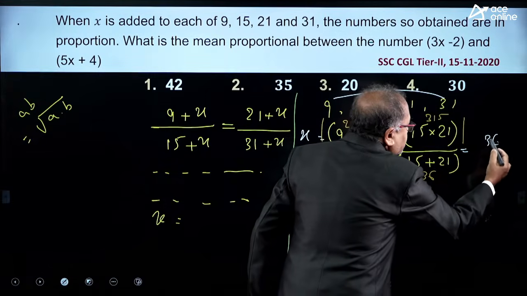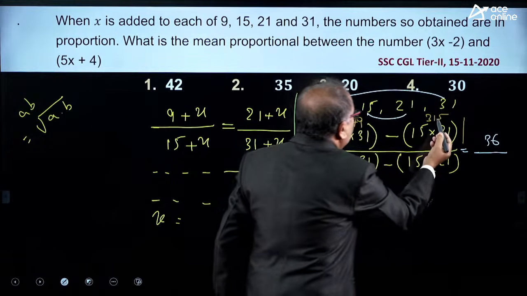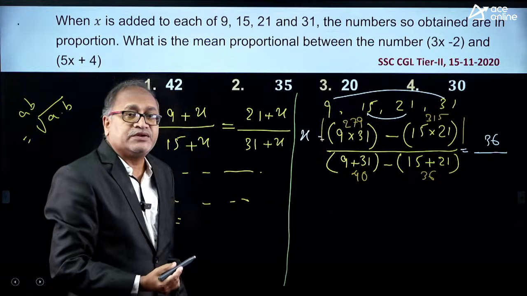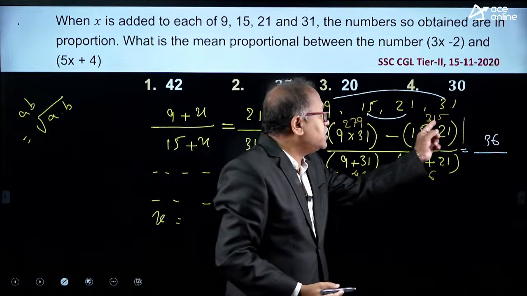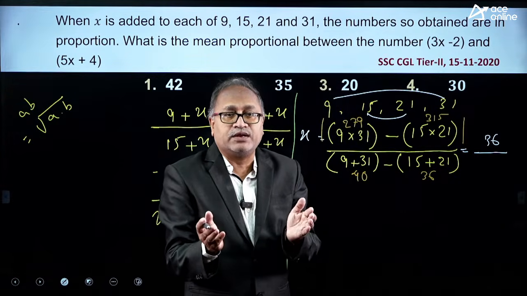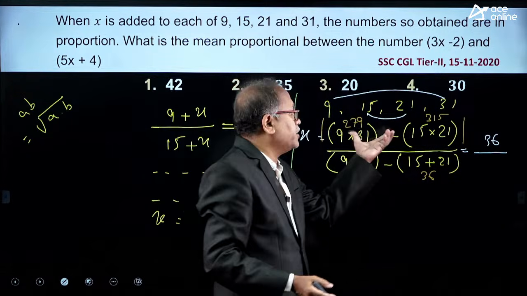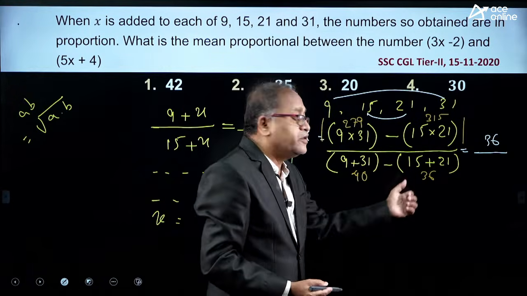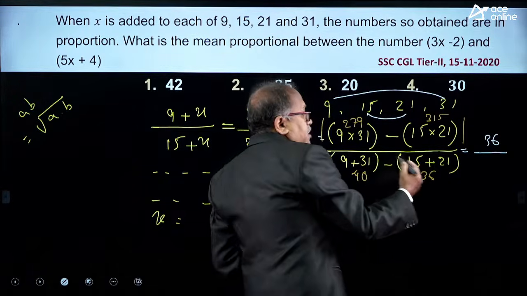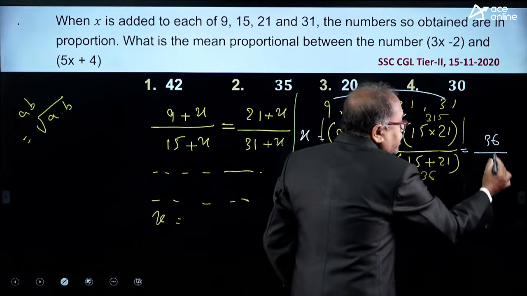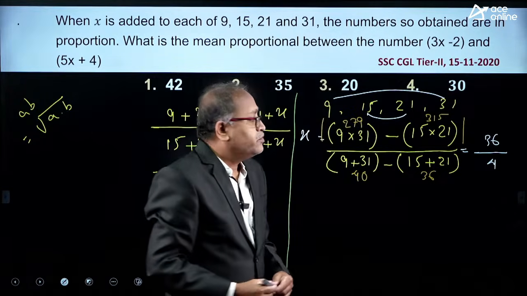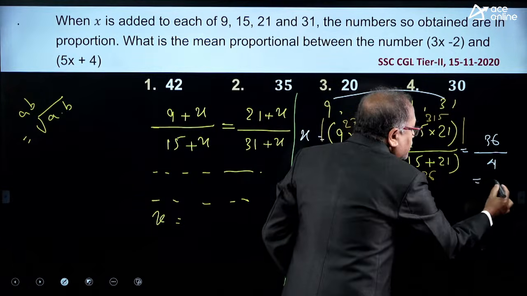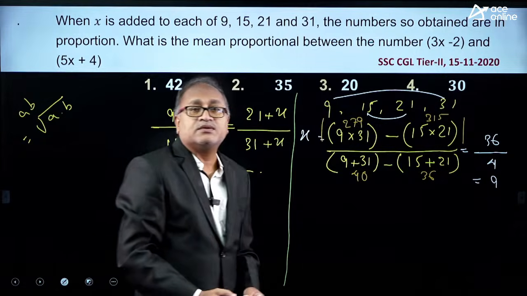So here it is 36, the difference between these two, 215 minus 729. As I said, this is mod here, that means the sign does not matter. And here the difference between 40 and 36 is nothing but 4. So what is 36 divided by 4? Which is nothing but 9. I got the value of x.